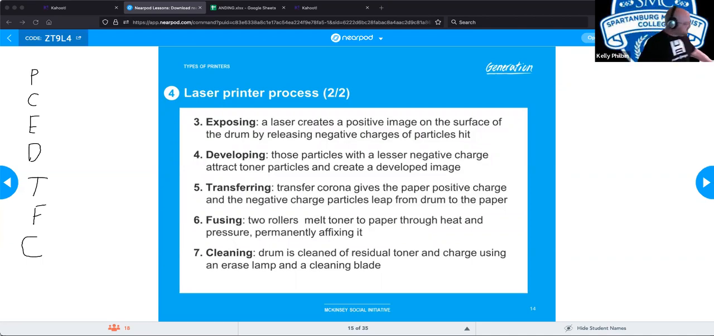But you have two C's here. Always remember cleaning comes at the end, so that won't confuse you. Processing is always your first thing. Fusing comes right before you clean. So some of this can make it a little easier to put in place what's going on. You just need to understand what's happening inside each step.